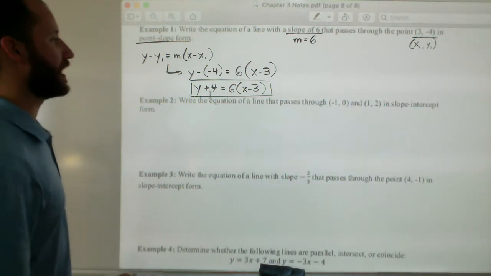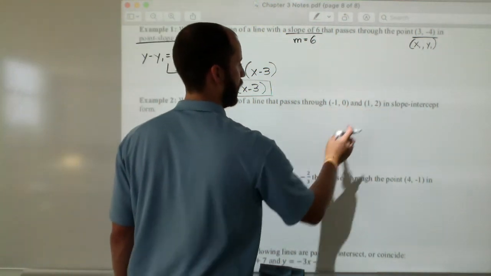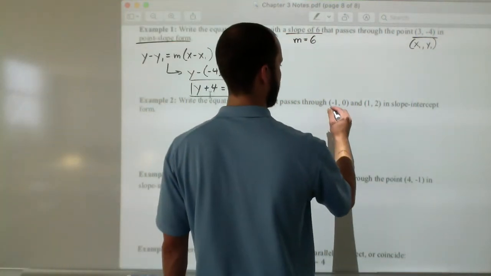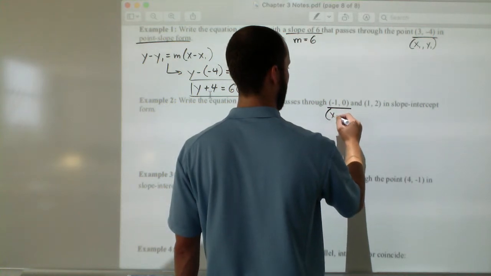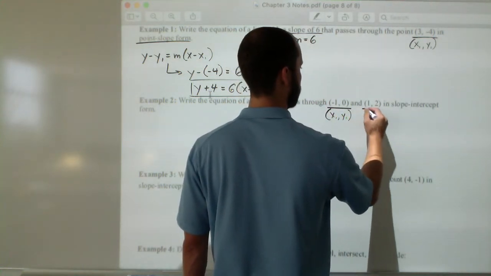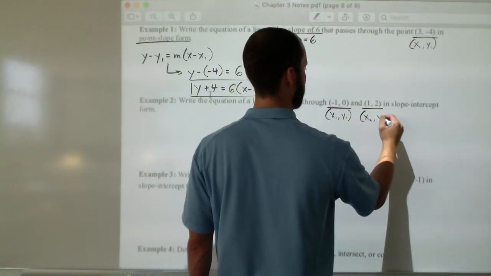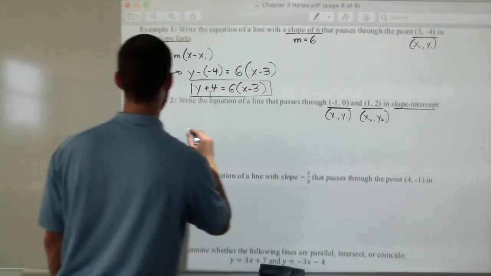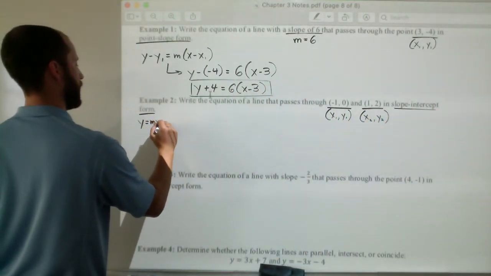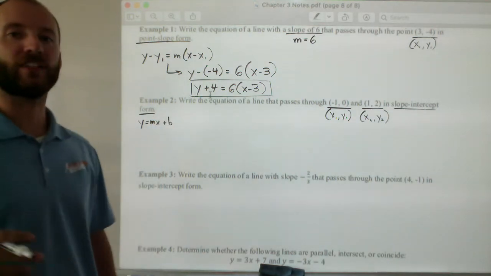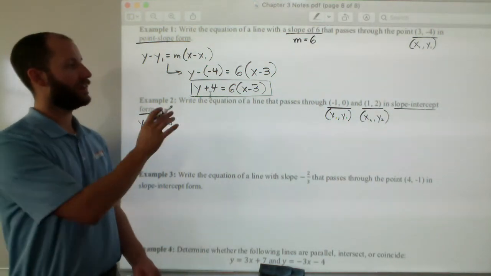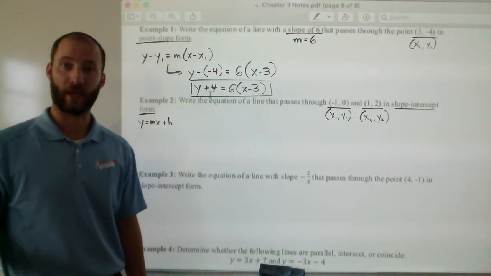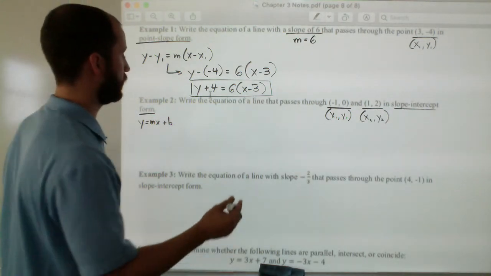Example 2, write the equation of a line that passes through (-1, 0) and (1, 2) in slope-intercept form. So they gave you 2 points, x1 and y1, and then x2 and y2, and they want slope-intercept form. So y equals mx plus b. We need the slope, we need the y-intercept. They have not given us any of that information right off the bat. We're going to have to find it. So let's first start with slope.